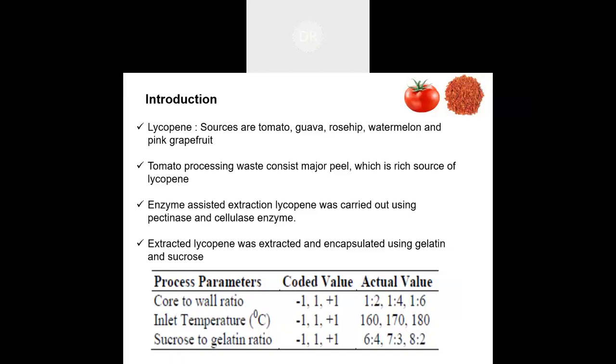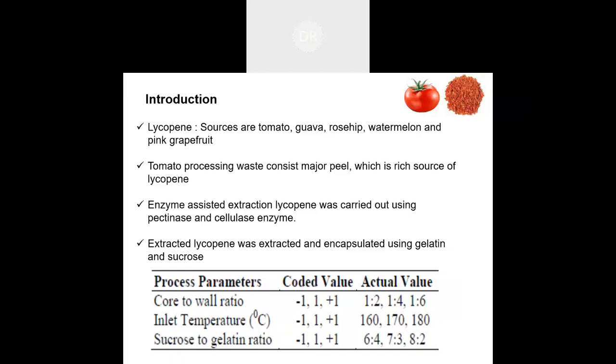So for the extraction of this lycopene, we have used pectinase and cellulase enzymes, and for the purification, we used the crystallization method. This purified lycopene is encapsulated by using gum, gelatin, and sucrose. These are some of the combination levels we have used for the encapsulation of the lycopene.